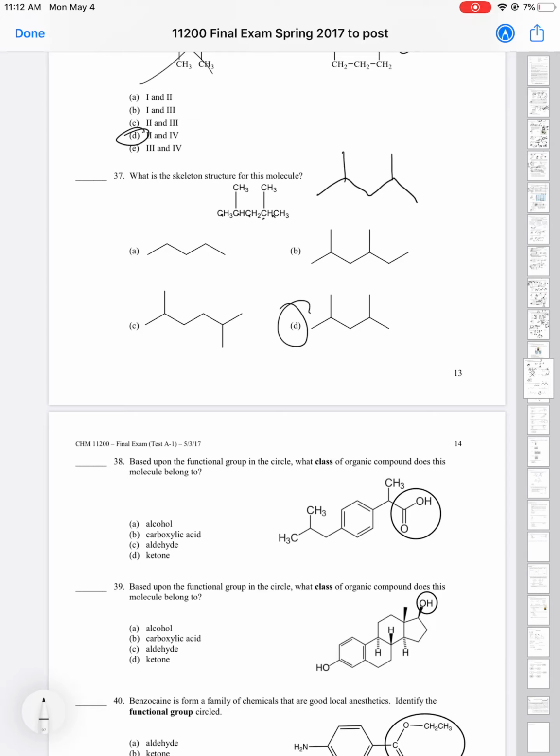Remember, carbons and the hydrogens that are attached to the carbons don't need to be written out in skeleton structures. 37 is D, yeah.